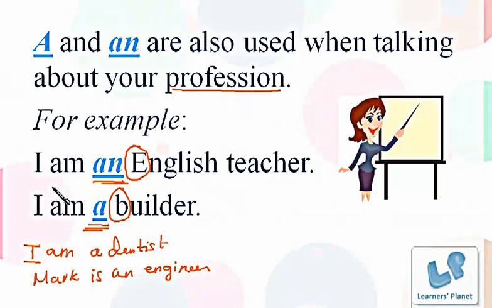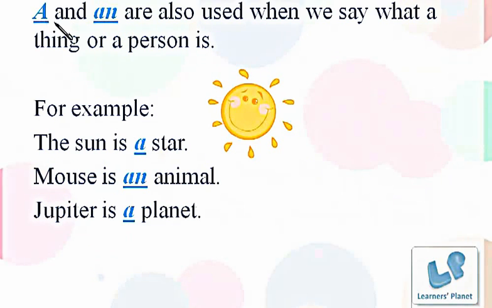Okay, I hope you understand this. Now friends, a and an are also used when we say what a thing or a person is. So we use them when we are talking about what a thing or a person is. So we could take examples like: the sun is a star, mouse is an animal, Jupiter is a planet. There could be more such examples, like football is a game, Lucy is a very nice person.